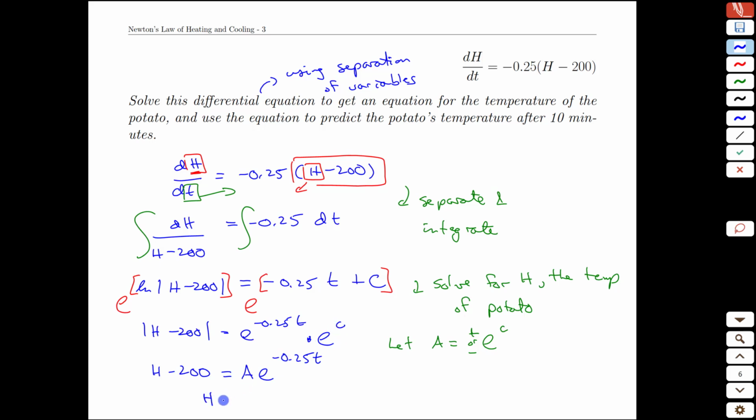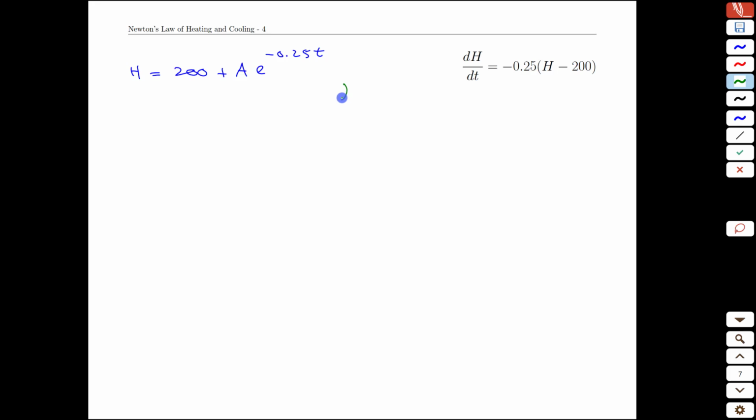Last but not least, we can solve for h, bring the 200 to the other side, plus a e to the negative 0.25t. What this is called is our general solution, because it actually covers the case of any possible potato being put into a 200 degree oven. However, it's not describing the specific scenario that we're talking about, which is the scenario where we start the potato at room temperature, specifically at 20 degrees. We can include that information now though, and it'll let us solve for a.